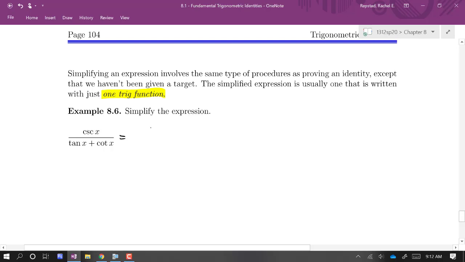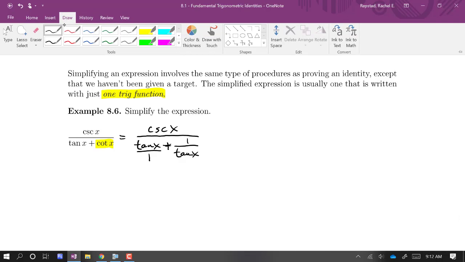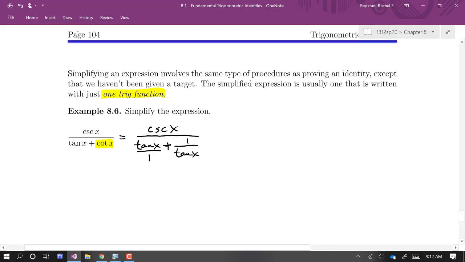So, all right, I'm going to start with my focus on the cotangent. In my next step, I'm going to write cotangent as 1 over tangent. Everything else I'm going to keep the same. On the bottom, I have tan x plus 1 over tan x. Now this tan x is tan x over 1, and I can see that I'm really adding fractions in the bottom. So I've got a complex fraction, fractions within fractions, which is not simplified.